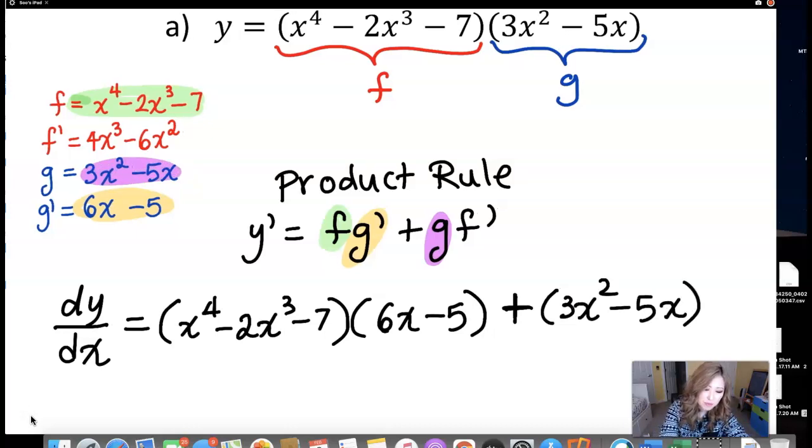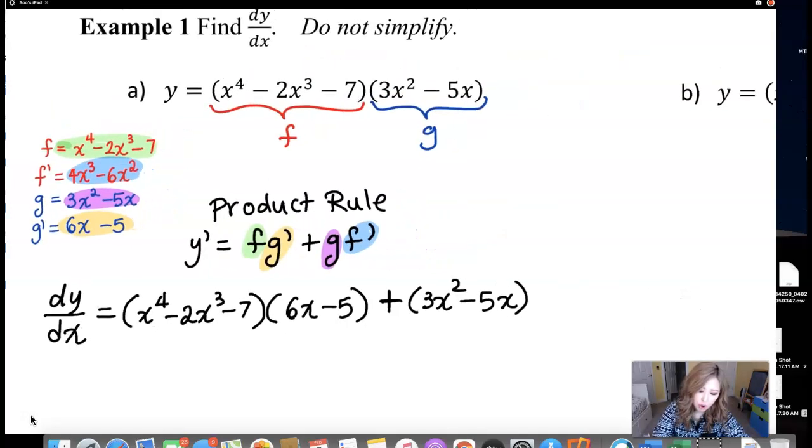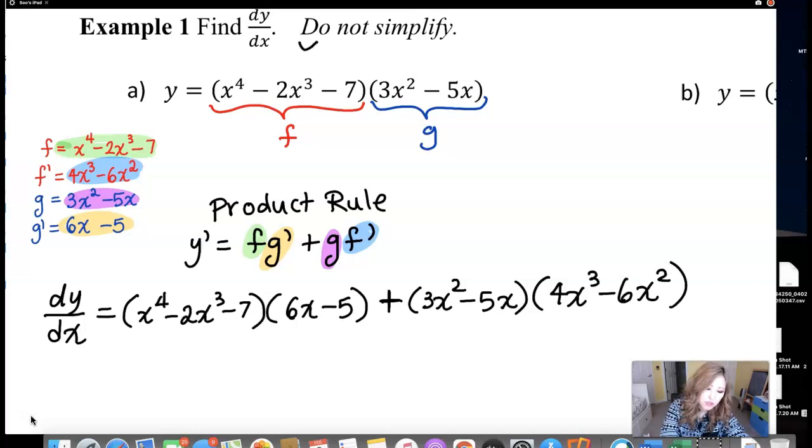And the very last piece that we need to put is f prime. And f prime is that. So just writing it down. Oh, this is so long. I need to go out that way. So this will be 4x cubed minus 6x squared. Now remember they said do not simplify.